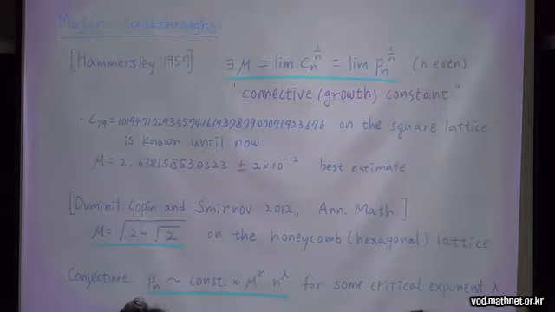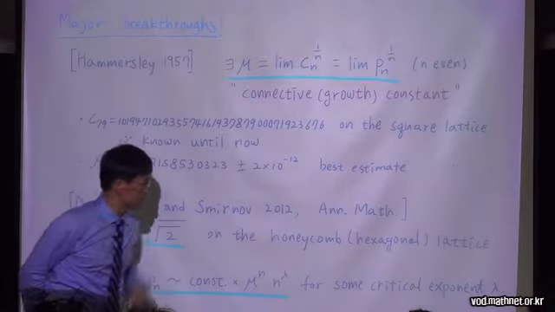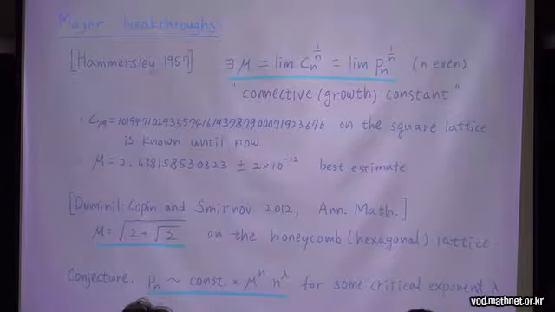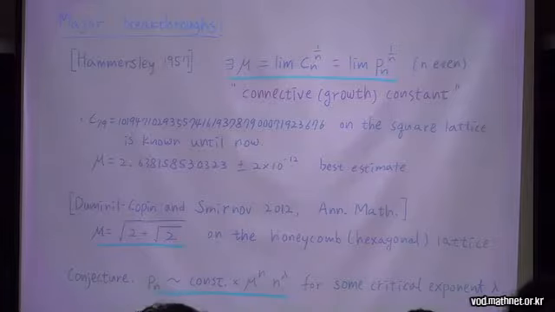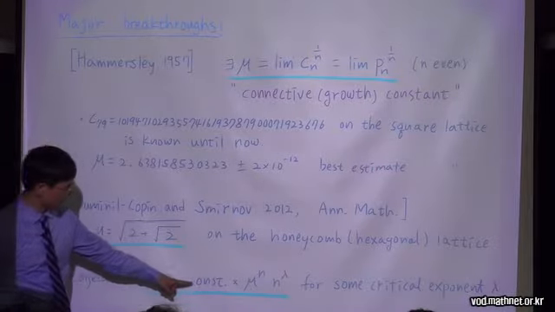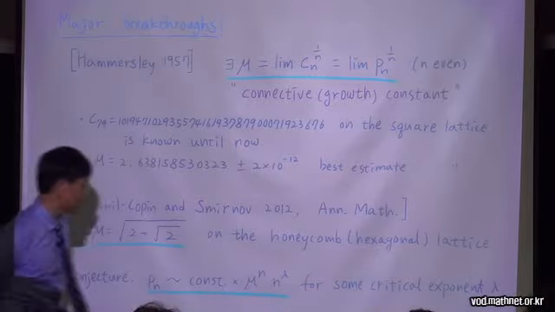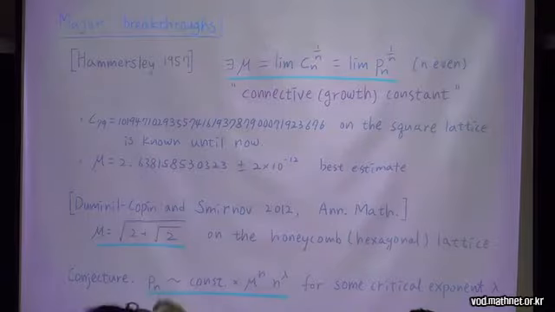Also, a few years ago, Duminil-Copin and Smirnov found the exact value of mu, but not on the square lattice. They used the hexagonal lattice, which is a little easier than the square lattice. That was the first result proved mathematically. In general, it is conjectured that Pn is like some constant times mu to the nth power times n to the lambda power, and they try to find the exact values of mu and lambda.